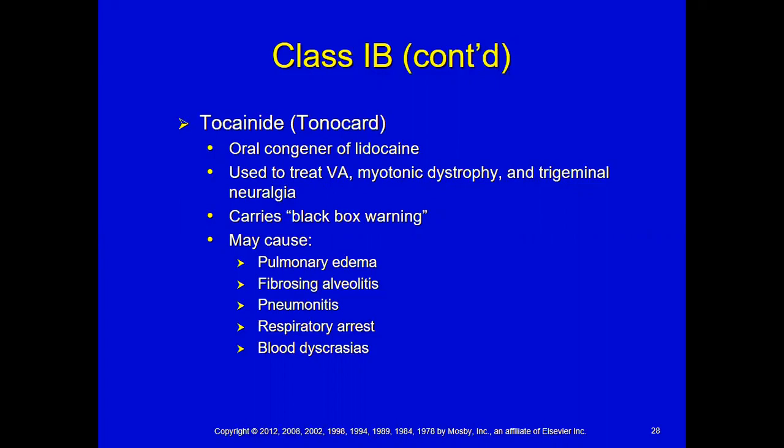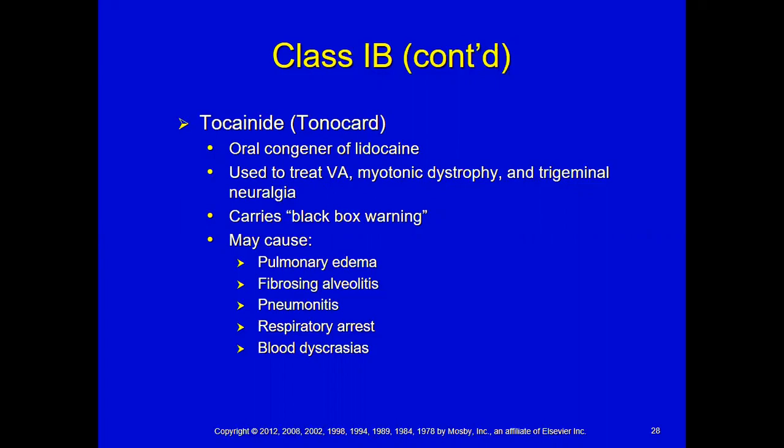So again, ventricular arrhythmias, myotonic dystrophy, trigeminal neuralgia. Myotonic dystrophy is like muscular dystrophy, but myotonic means your muscles are going to be very stiff. You're going to be stuck in almost a tonic state. And trigeminal neuralgia is the trigeminal nerve that runs across your face all the way down, and it causes your face and your neck to be in terrible pain. So it's kind of meant to relax that.